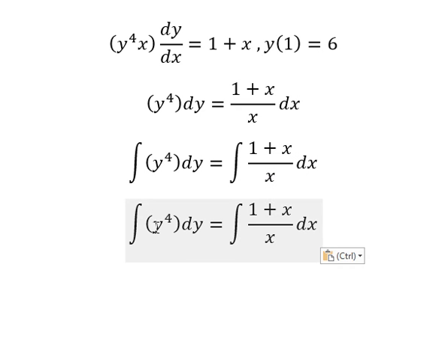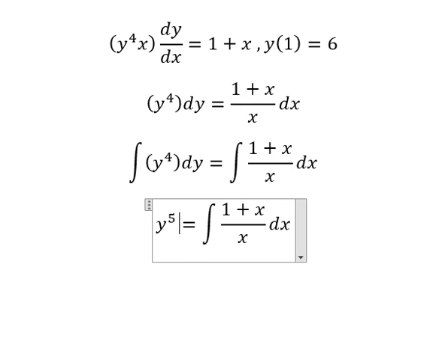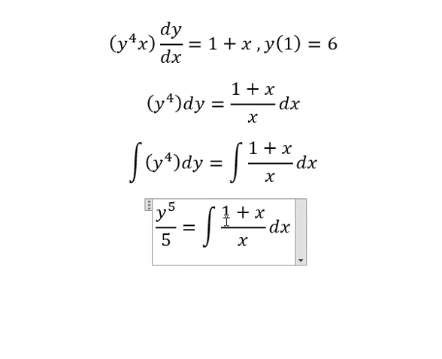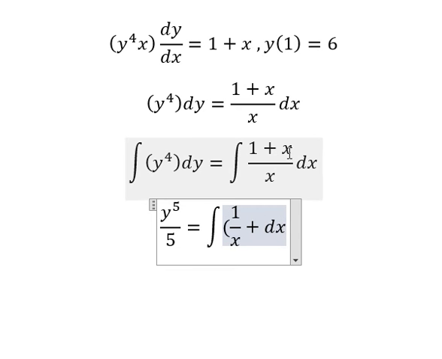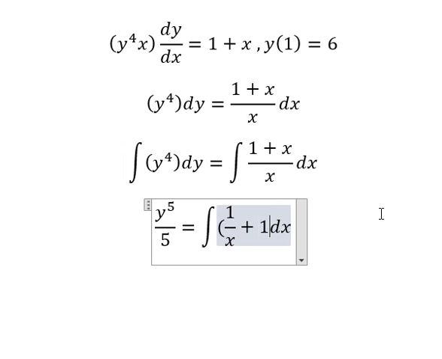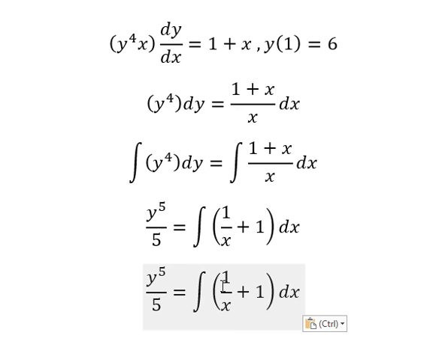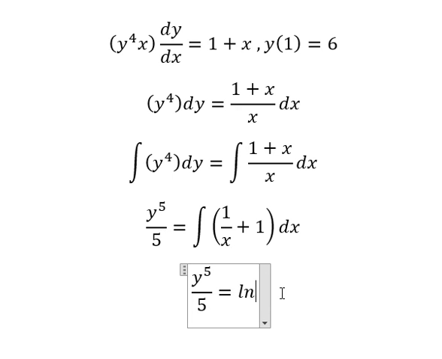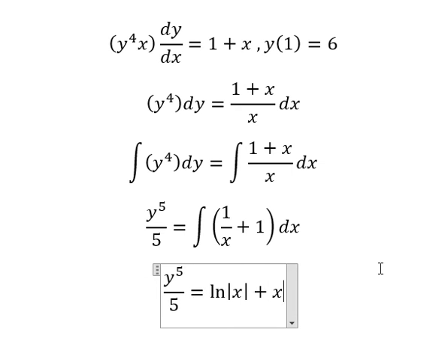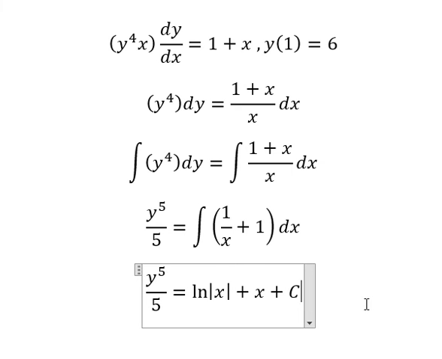The integration of y to the power of 4, we have y to the power of 5 over 5. 1 over x, we can put it like this, x divided by x, we have number 1. The integration of 1 over x, we have ln of the absolute value of x, and I will put plus c.